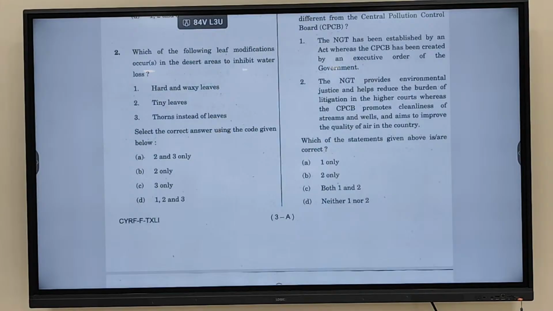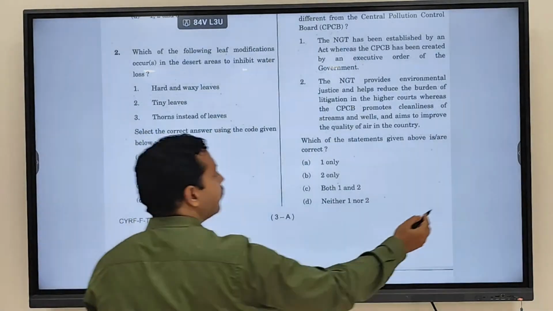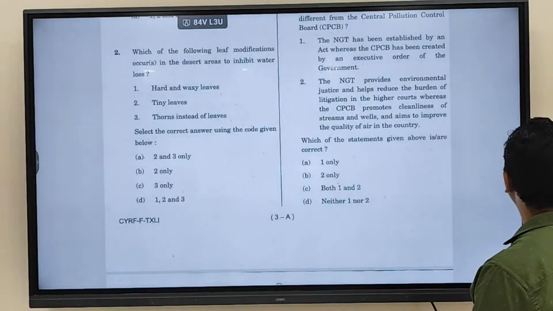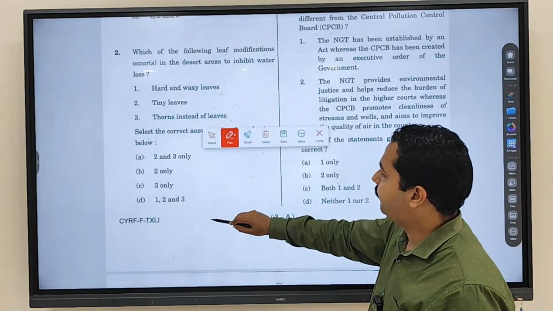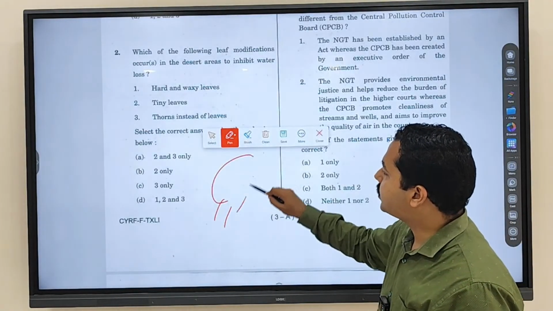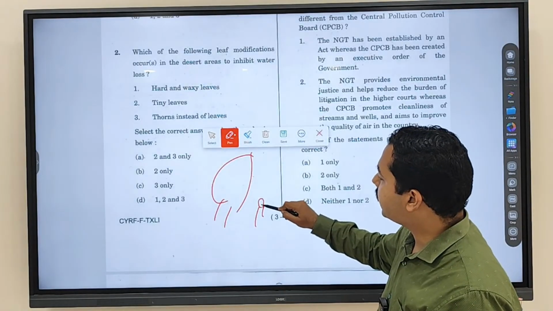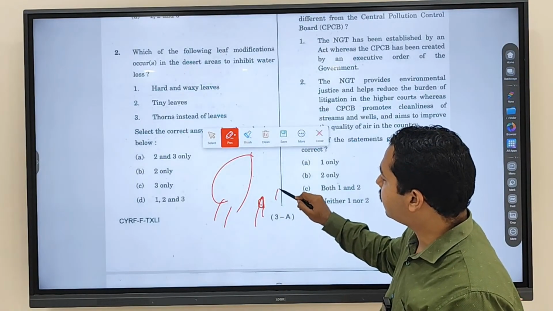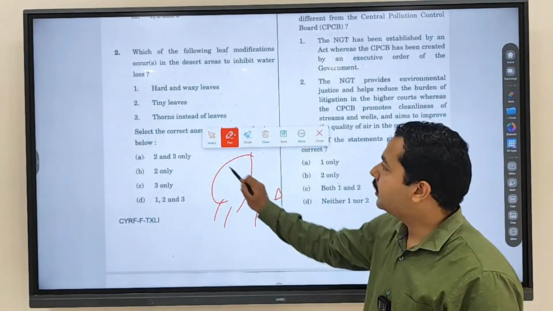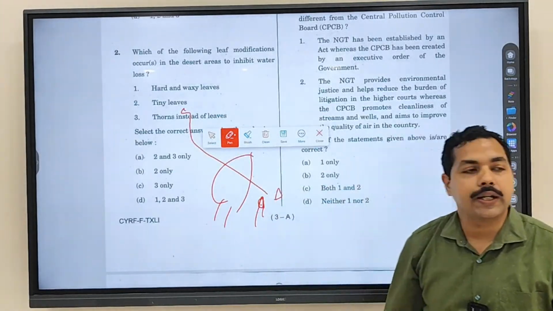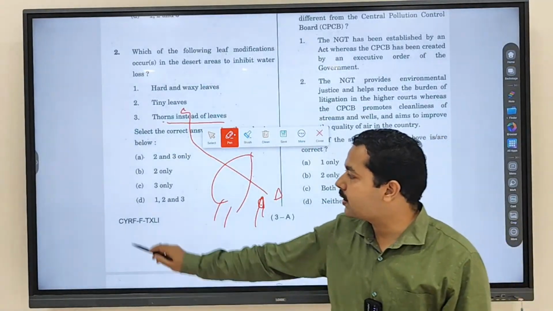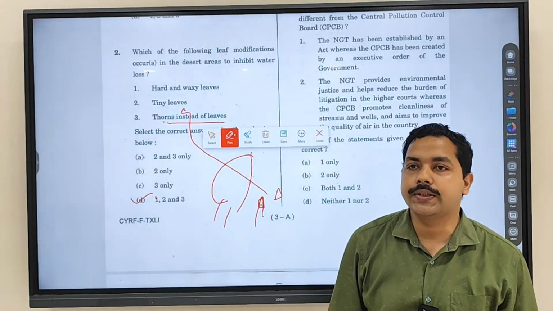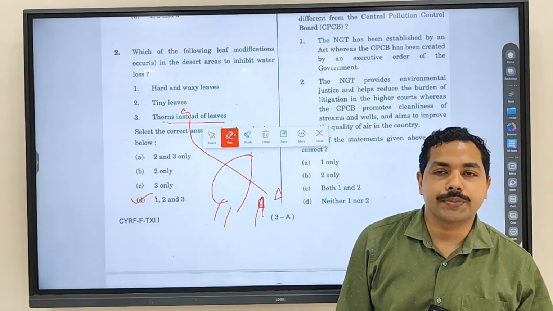Tiny leaves, like needle shaped leaf. Just now we discussed needle shaped leaf. Normally leaves are broader in shape, but when you find very needle shaped leaves like this, they are called tiny leaves. And the third we have written is thorn instead of leaves. All these are mechanisms adopted in a desert region through which plants are surviving.